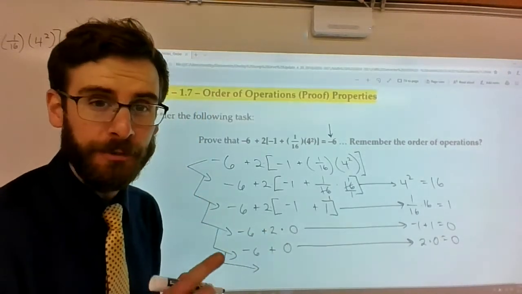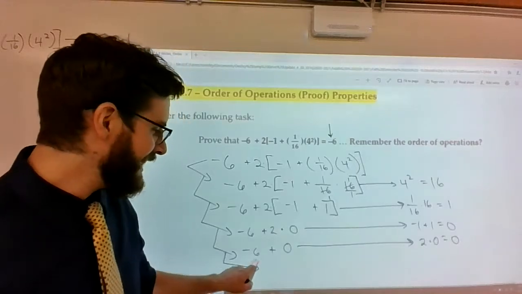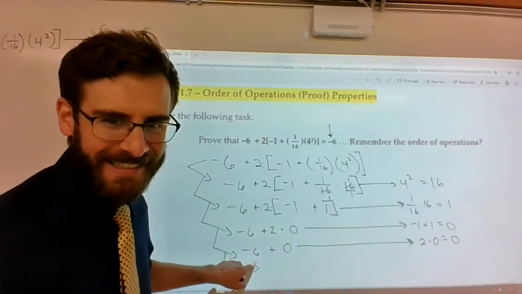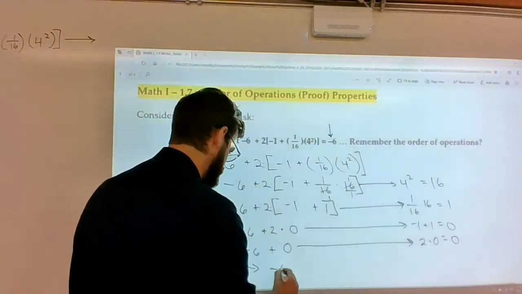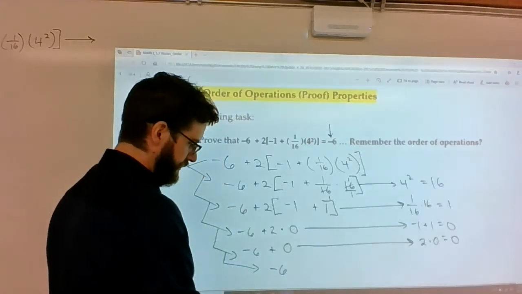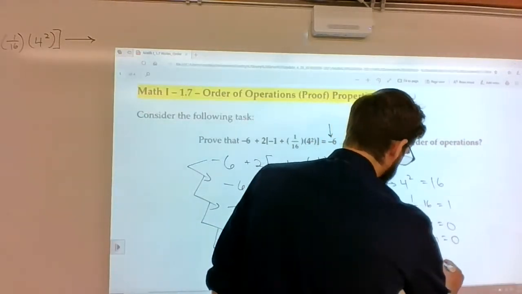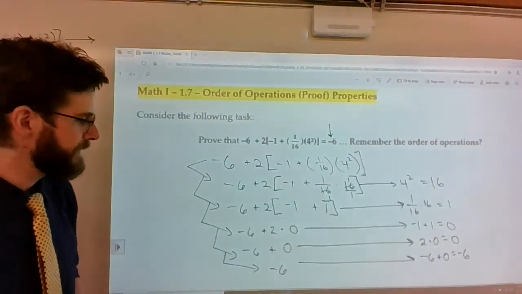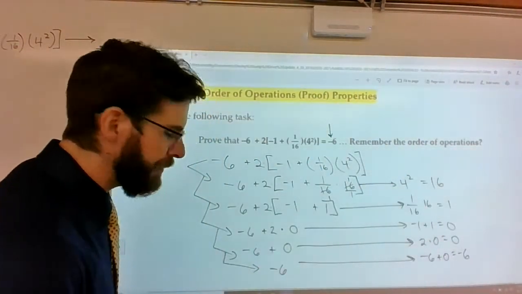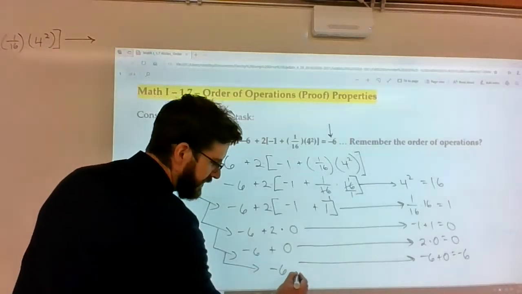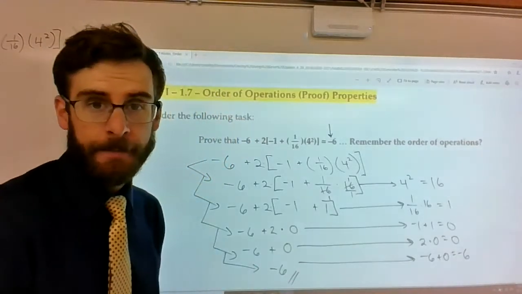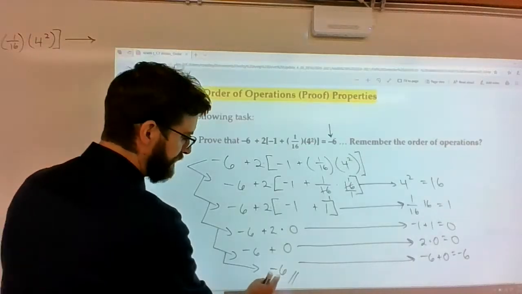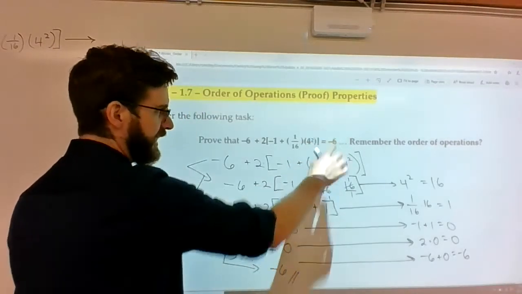I'm sorry, let me restate that. Anything added to 0 is itself: -6. And that's the end of the proof. You might see in other classes a double slash to say my proof is over. -6 was what we were trying to get to at the beginning.